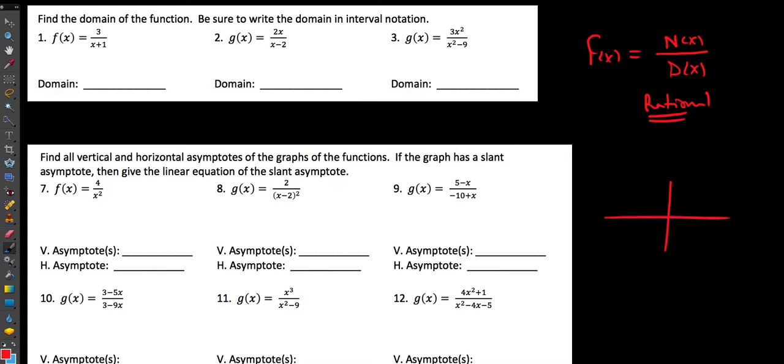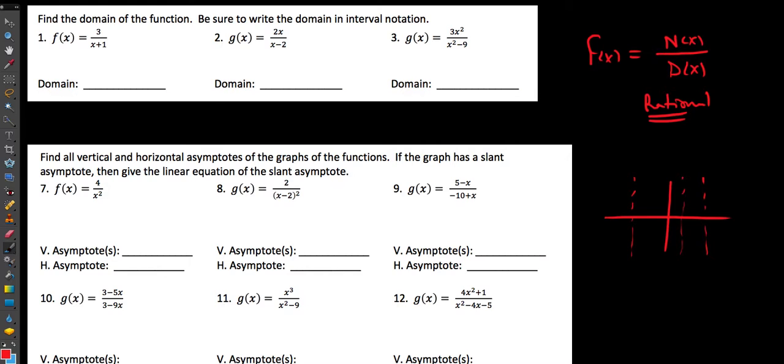When we talk about a graph, these vertical asymptotes are these individual x values at which our graph might be undefined, okay? When we talk about undefined, we usually are referring to taking a root of a negative, but also dividing by 0. So when we look at the domain of functions, this is a lot like we did in chapter 1 here. It says find the domain of the function, be sure to write the domain in interval notation.